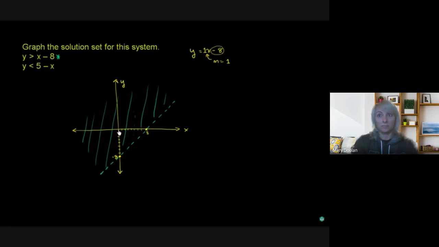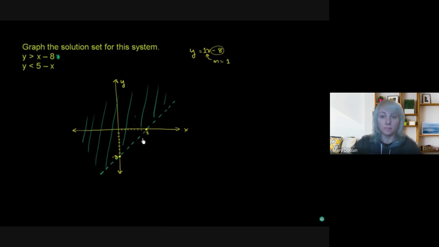So you could try the point 0, 0, which should be in our solution set. And if you say 0 is greater than 0 minus 8, or 0 is greater than negative 8, that works. So this definitely should be part of the solution set. And then you could try something out here like 10 comma 0 and see that it doesn't work. Because you would have 10 minus 8, which would be 2, and 0 is not greater than 2. So when you test something out here, you also see that it won't work.